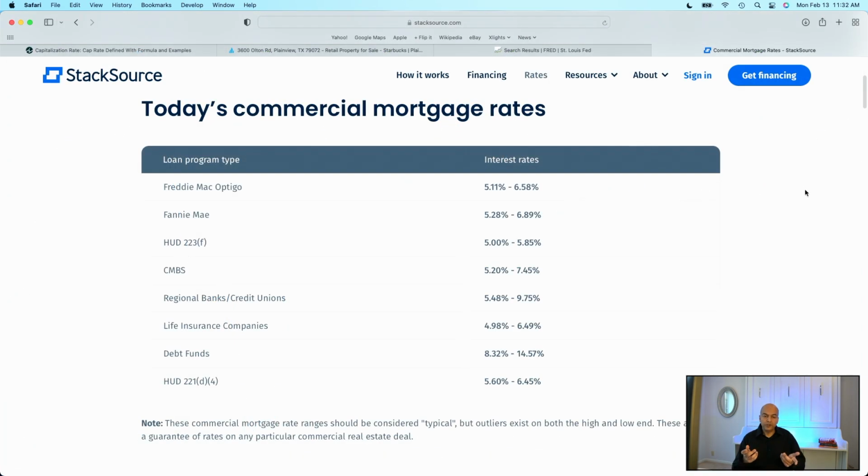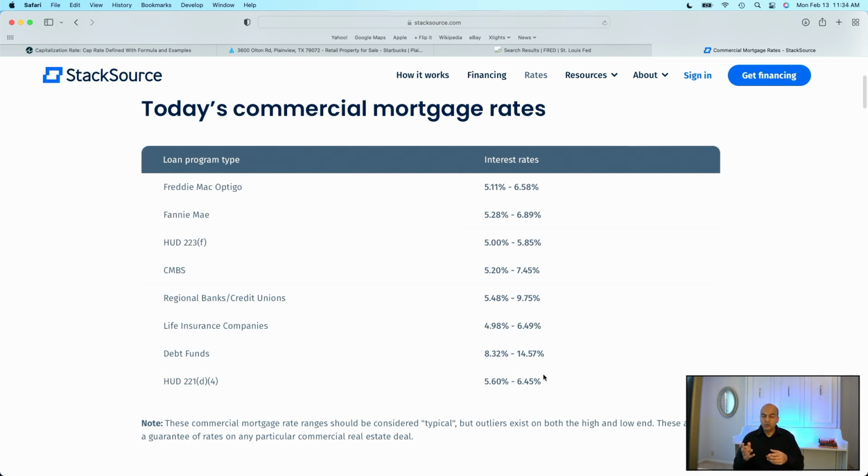So as you can see, here are the average commercial rates taken today from this website, StackSource. Today, February 13th, 2023. Ultimately, it's going to depend on the type of commercial property, whether it's retail, large residential, storage units, industrial, and whatnot. So as you can see here, the rates vary on the low end, starting at the low 5s, all the way up to 9% from your traditional lenders. You've got some debt funds there, which are willing to lend closer to 14%, 15%, which is on the high end.